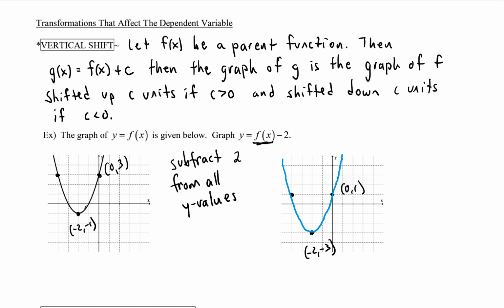So this is y, and this is -2. So subtract 2 from all y values and replot it. It just shifts it down 2 units. So that's just a shift downward of 2 units. If it was +2, we would just add 2 to all the y values and shift it up 2.